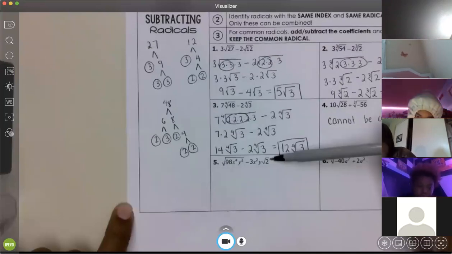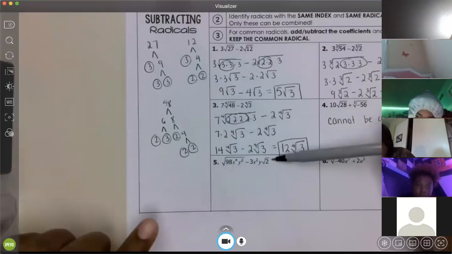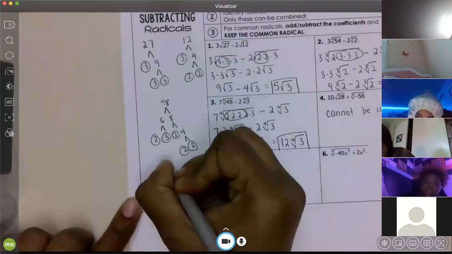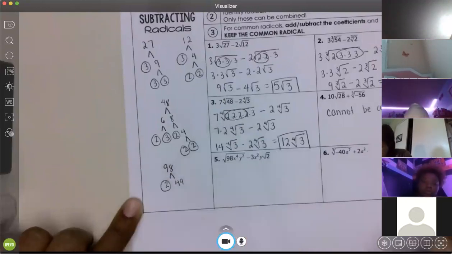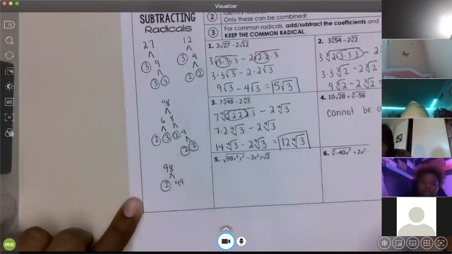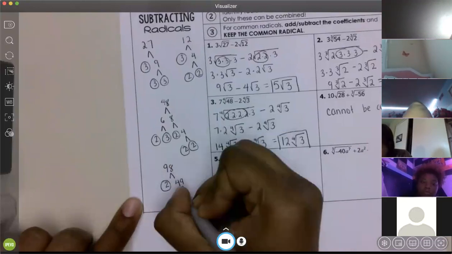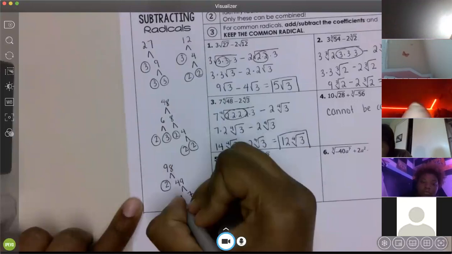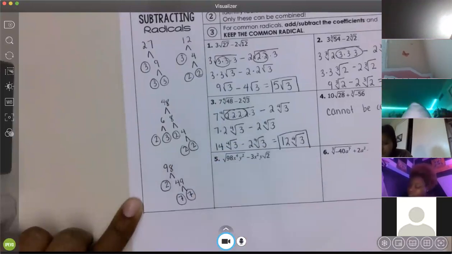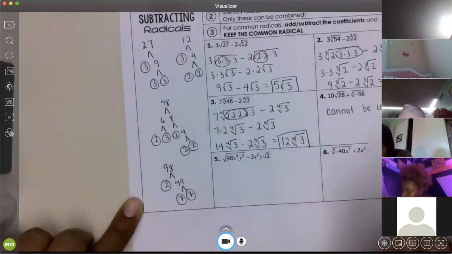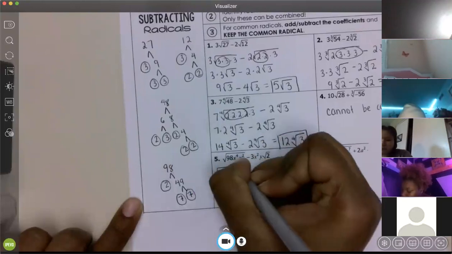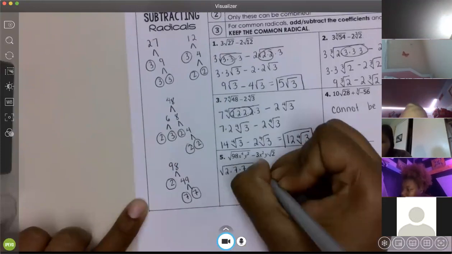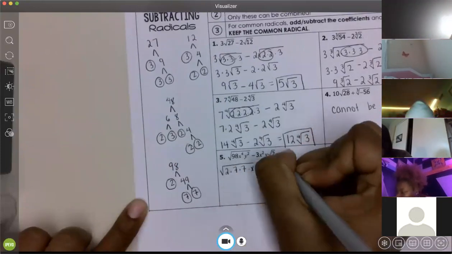2 is already a prime number, so you don't have to break it down any further. 98 can be broken down into 2 times 49, and 2 is a prime number. 49 can break up into 7 times 7. And both of those are prime numbers. All right, let's go ahead and rewrite this. So we've got 2 times 7 times 7, and then 4 x's and 2 y's.